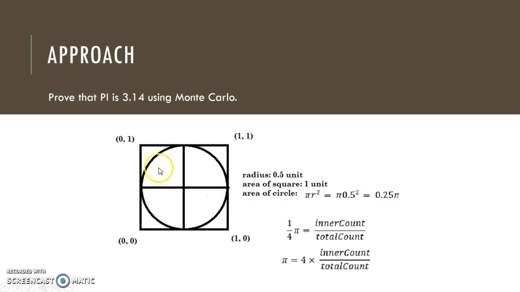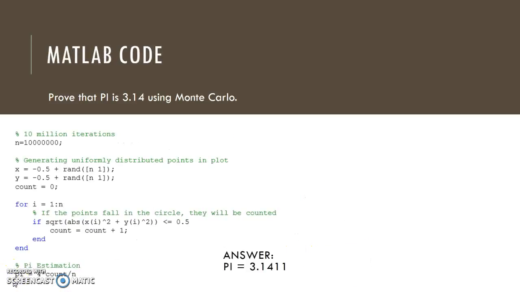And so, as we discussed in class, one way we could do it is scatter sand onto this square, and the number of grains of sand that fall inside the circle will be our inner count, and the total grains of sand will be the total count. And so if we just do basic algebra to isolate pi, it should equal 4 times the inner count over the total count.